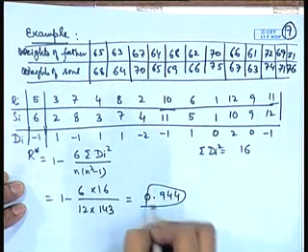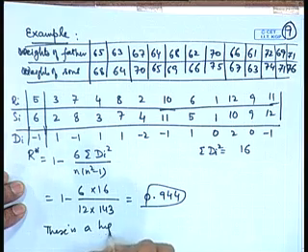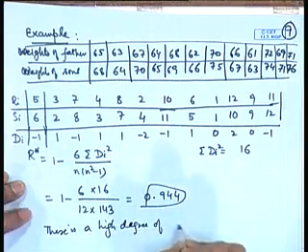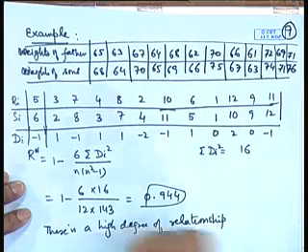So, you can see that there is a high degree of relationship, or you can say linear relationship, in the ranks of the weights of the fathers and the sons. So, we can safely conclude that the heavier fathers have heavier sons.